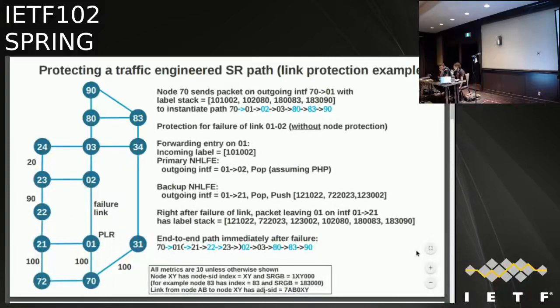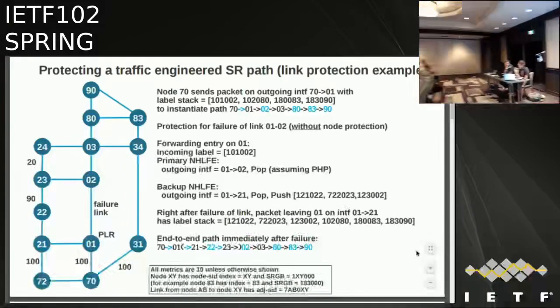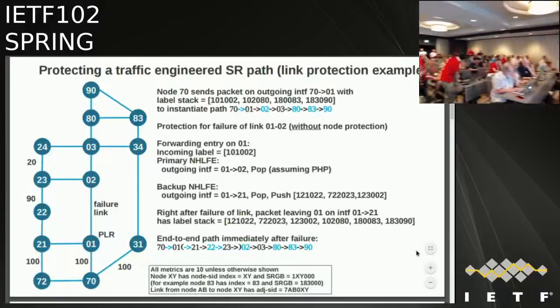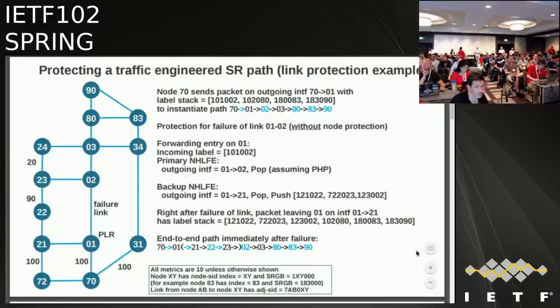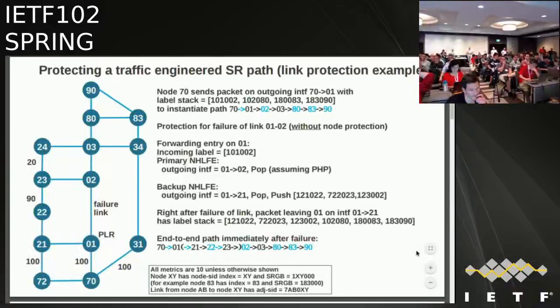So this draft is talking about how to provide node protection for traffic engineered SR paths. I'm going to first start out with a link protection example and walk through this rather complicated topology, but this issue is a matter of getting all the details right. So I think it's worthwhile to go into the detailed topology examples.